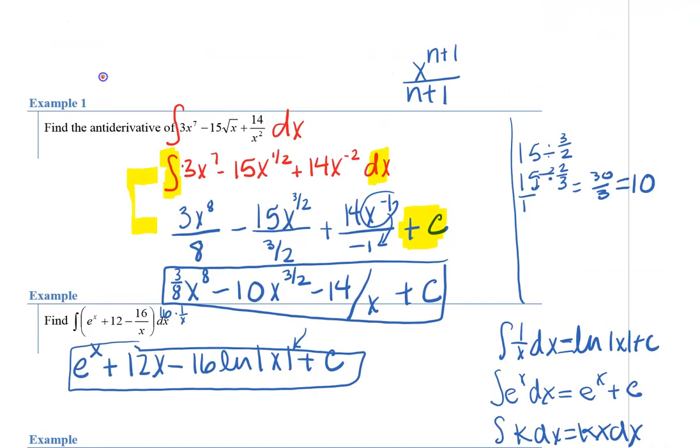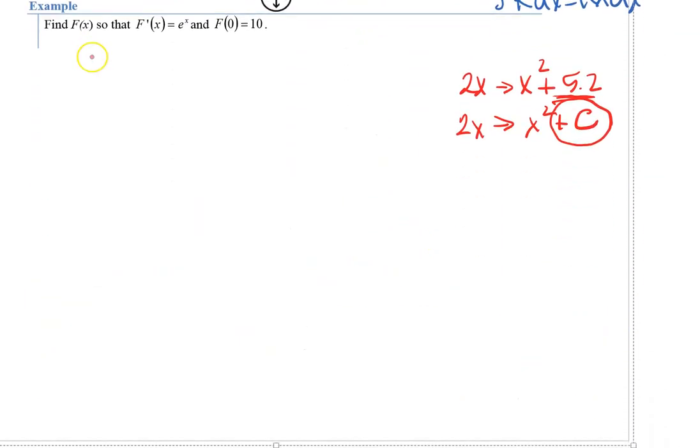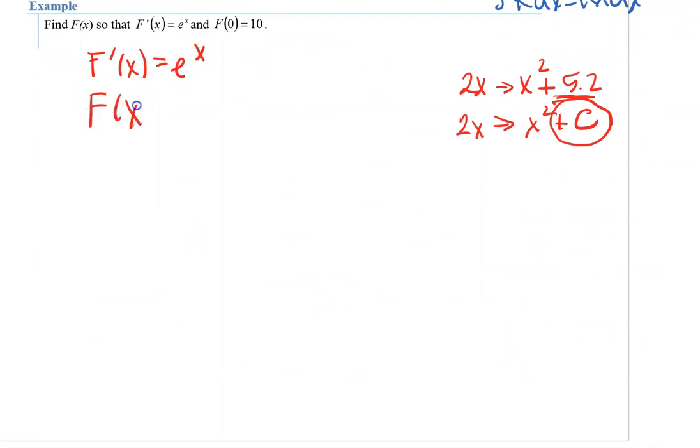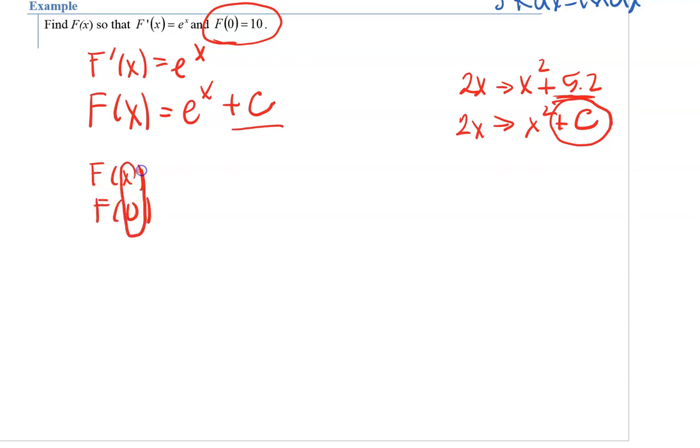So first, if f prime of x is equal to e to the x, then the antiderivative would just be e to the x plus c. But since they gave us this little bit of information here, we're going to be able to solve for this c. So remember, if f of x is now f of 0, then we're replacing x with 0. So I'm going to take that antiderivative, and instead of x, I'm going to put 0. So that would be e to the 0 plus c is equal to 10.